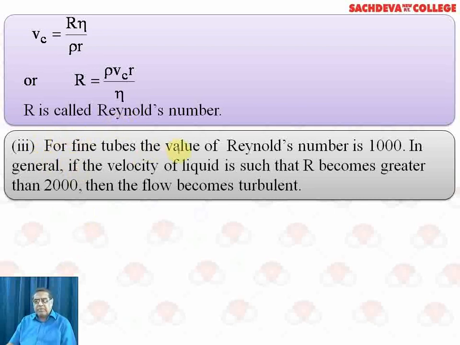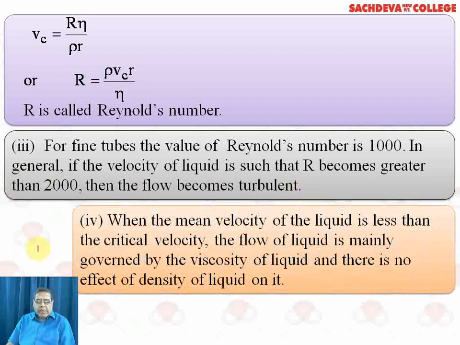For a fine tube, the value of Reynolds number is 1000. In general, it is called a stable flow. If the velocity of the liquid is such that R becomes greater than 2000, approaching 3000, then the flow becomes turbulent. And from 1000 to 2000, it remains laminar flow. When the mean velocity of the liquid is less than the critical velocity, the flow of the liquid is mainly governed by the viscosity of the liquid, and there is no effect of the density of the liquid on it.